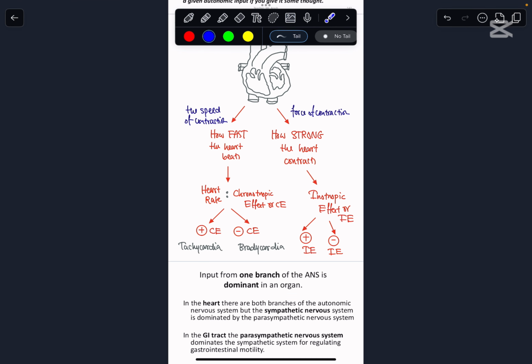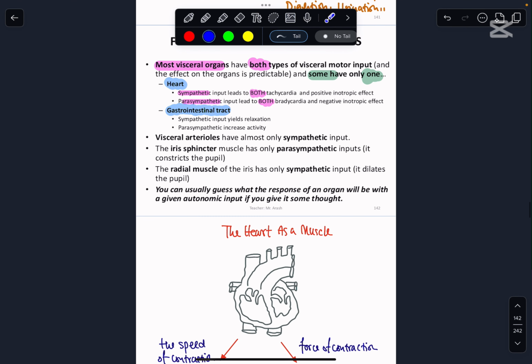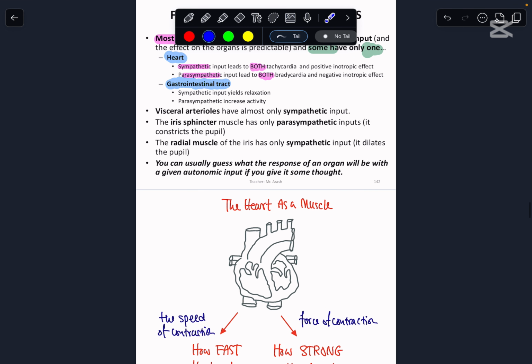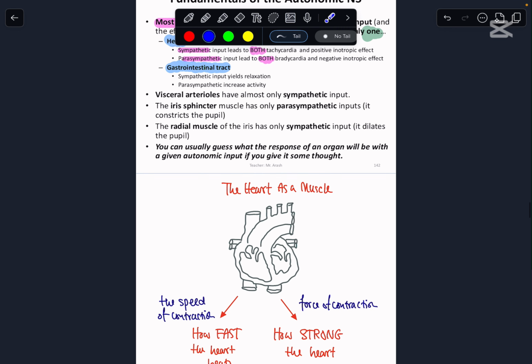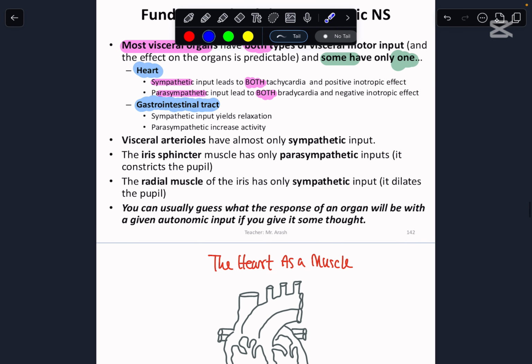When we refer to the sympathetic and parasympathetic systems, both systems can actually affect how fast or slow the heart beats. So far, so good, and that's very important to realize. When it comes to the gastrointestinal system, you can see the sympathetic input yields relaxation, and the parasympathetic input yields increased activity.